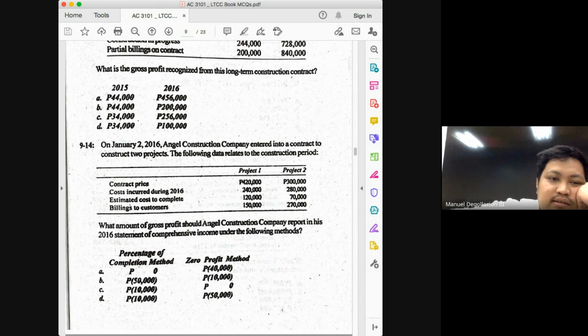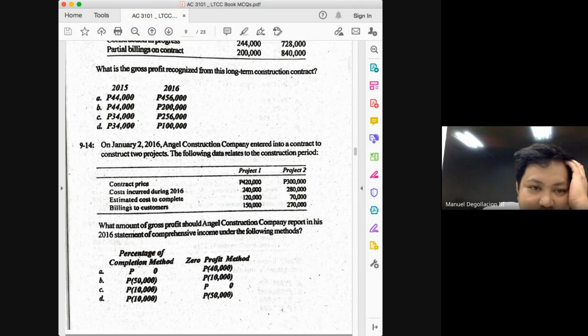Contract price is 420. Cost incurred is 240. Cost to complete is 120. So cost of completion must be 360. And then, how much do you think is the expected gross profit, class? 420 minus 360. Okay, 420 minus 360 will give you 60.